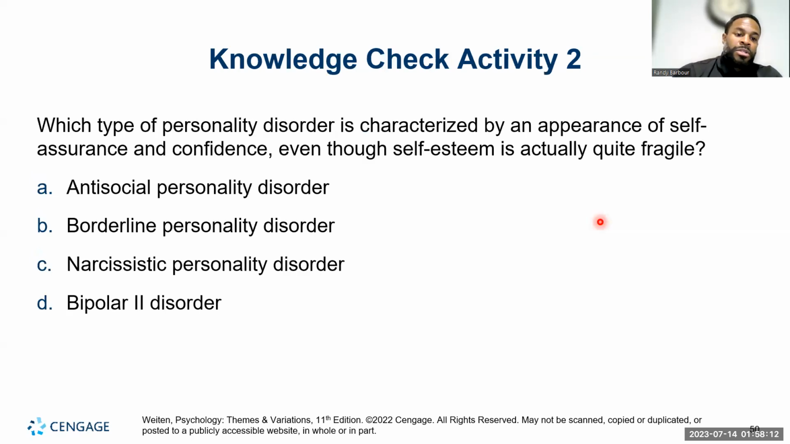Okay. So there's a little knowledge check. We're talking about personality disorders. You can already go ahead and cross off D because bipolar disorder is not a personality disorder. So the options will be A, B, and C. It says, which type of personality disorder is characterized by an appearance of self-assurance and confidence, even though self-esteem is actually quite fragile? All right. So think about someone who has self-assurance, high confidence, but really, really low self-esteem.